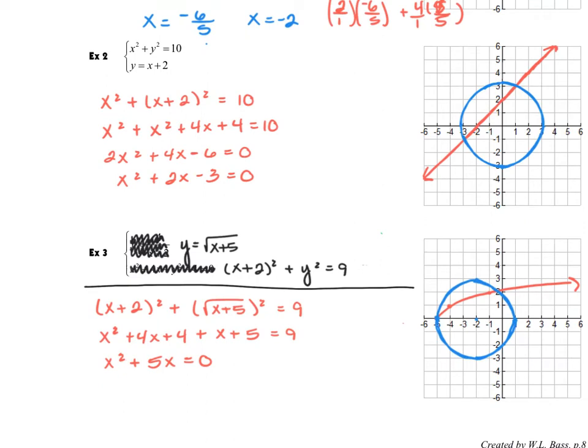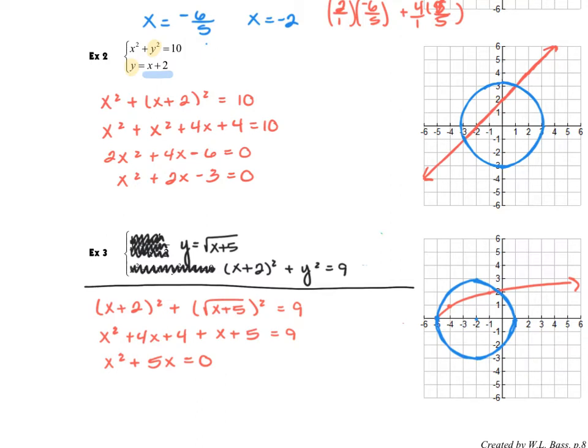On the next one, I'm going to use substitution as well, but this time my two equations can't just be set equal to each other. This time I'm going to notice that the second equation is set equal to y, and my first equation has a y squared. So I'm going to do a substitution there. I'm going to take this entire x plus 2 and substitute it in. And you can see that that's what I've done on my algebra here.